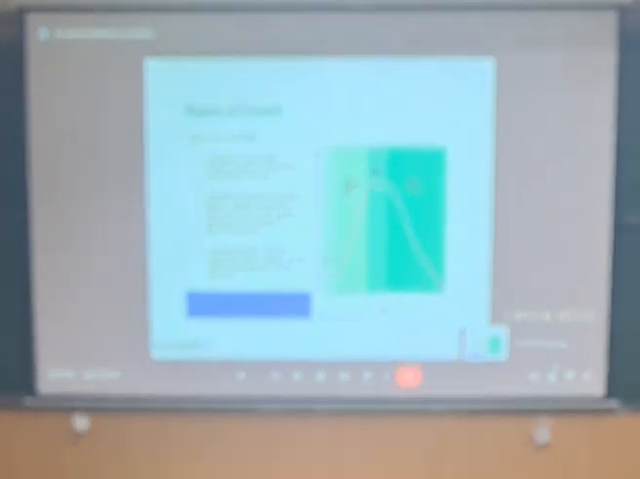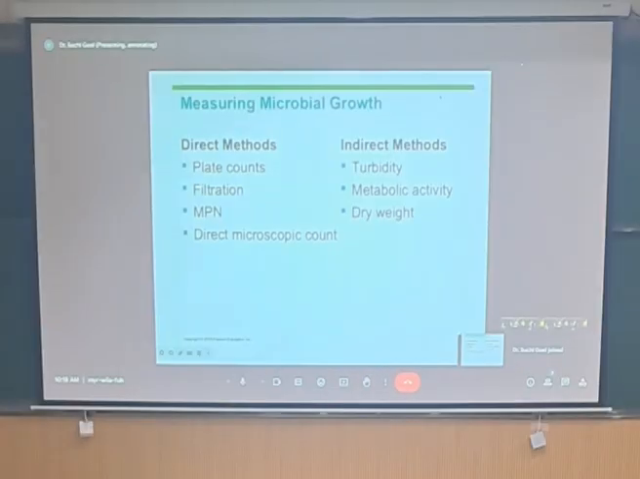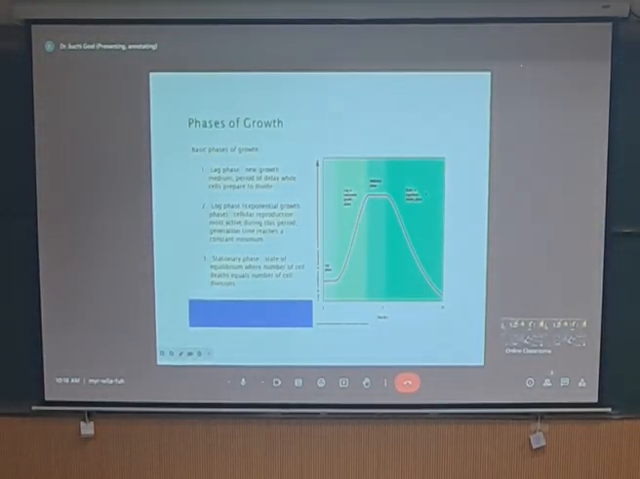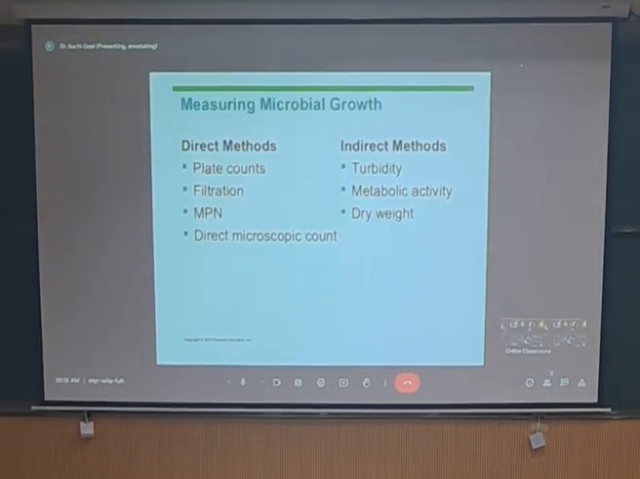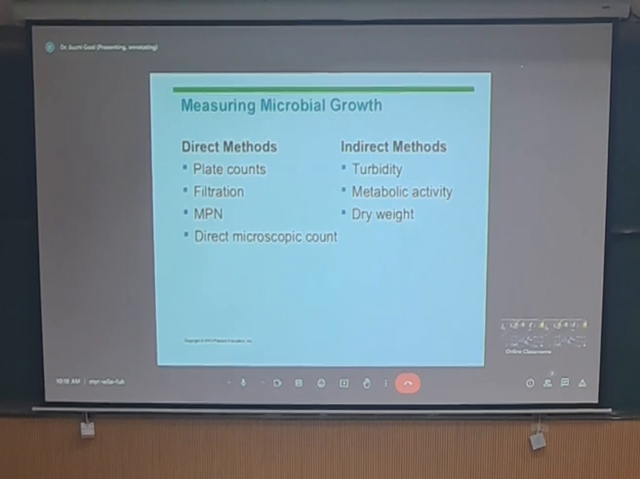Okay, so my next point is how do you measure it? You know there's a lag phase, log phase, stationary phase, but how do you measure the growth of the bacteria? There could be a direct method: plate count method, filtration method, MPN method, or microscopic count method. Or there could be an indirect method: turbidity method, metabolic activity method, or dry weight method. Remember, each method has its own advantages and disadvantages. The method you prefer should be your choice, based on your experiment.